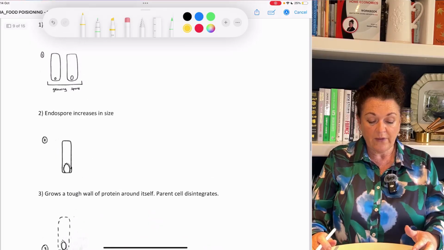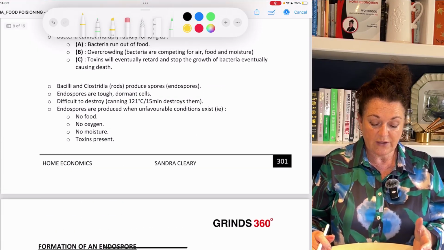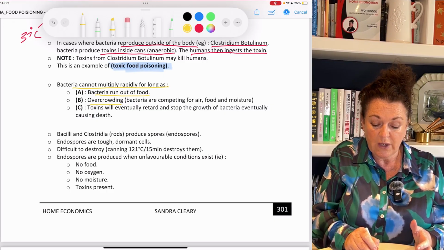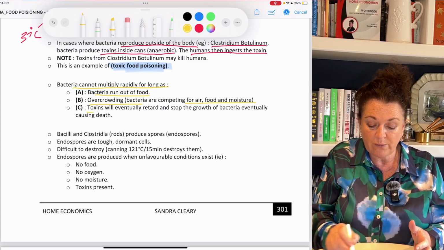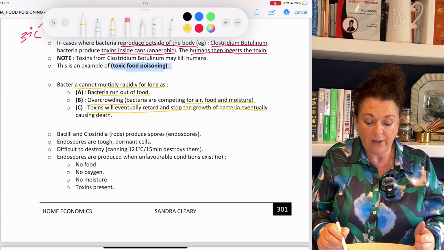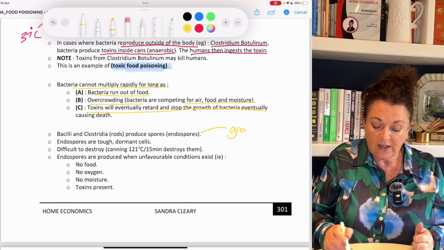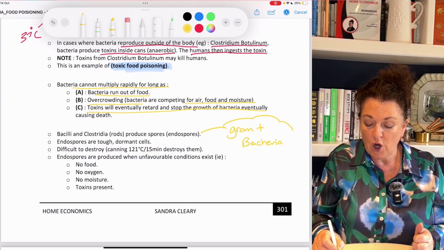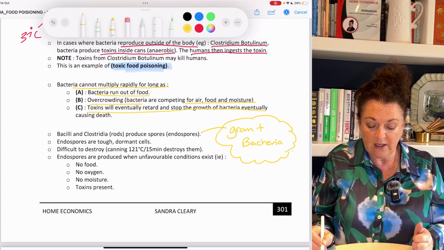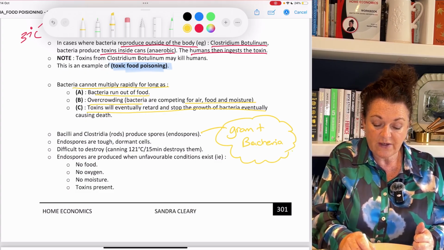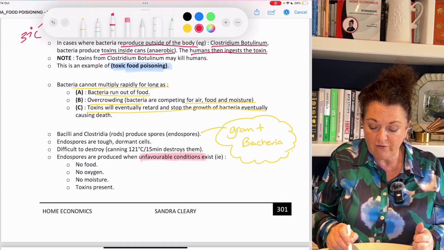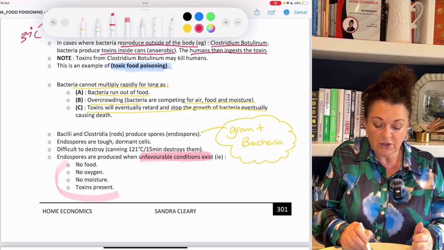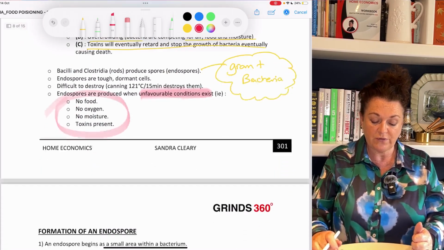Right, moving on to our chapter, formation of an endospore. So bacteria can't multiply rapidly for long as they start to run out of food, overcrowding, competing for air, food and moisture, toxins building up in the area. And so the gram-positive bacteria produce these endospores, or bacterial spores, within the cell. But it's important to note that the conditions have to be unfavourable for the endospores to be formed: no food, no oxygen, no moisture, and the presence of a large amount of toxins.